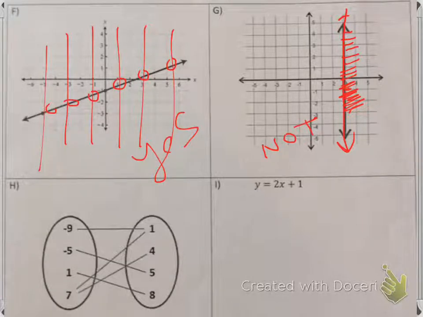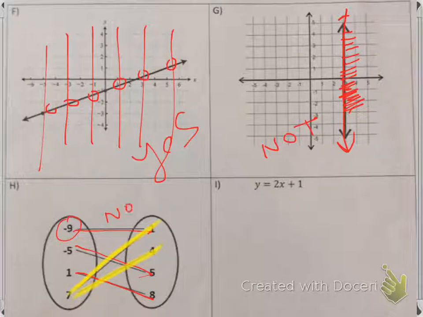All right, let's look at this mapping right here. Again, let's decide whether or not this is going to be a function. So we're going to look and see if every x value goes to exactly one y value. So the negative 9 is okay. The 5 is okay. The 1 is okay, but look what happens with the 7. The 7 goes to 2 different numbers. So because that 7 goes to 2 different numbers, this is not a function.